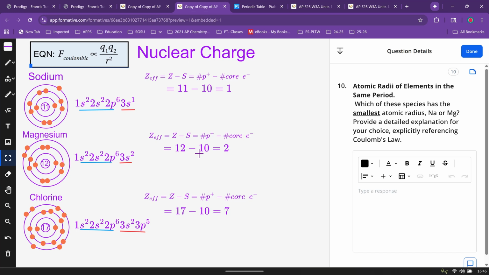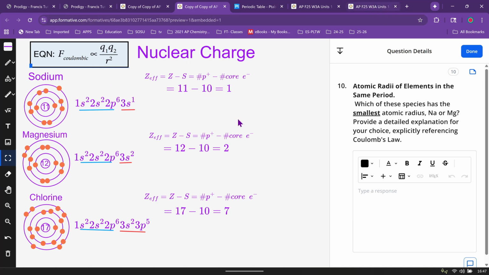And so we can even see, if we were comparing magnesium and chlorine, that chlorine has a higher effective nuclear charge. It has more protons and the same number of core electrons. Therefore, the attraction between these valence electrons and its nucleus is greater, and it pulls those electrons in a little bit closer to the nucleus, making it smaller. All right, so that's the idea.